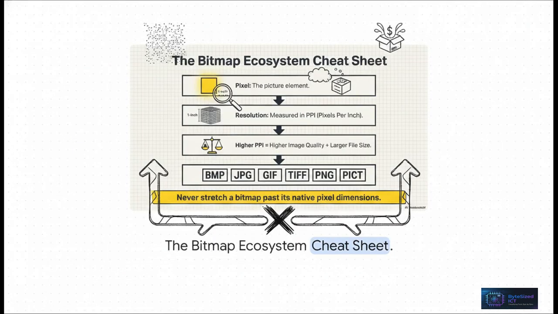So, to bring it all together, here's your bitmap ecosystem cheat sheet. It starts right at the top with a pixel, our indivisible picture element. Those pixels are measured in PPI, which gives us our resolution. We know that a higher PPI gives us way better image quality, but it's going to cost us in larger file sizes. We also know that common formats like JPG and PNG are really just wrappers for these grids. And of course, our golden rule sits right at the bottom: never stretch a bitmap past its native dimensions.